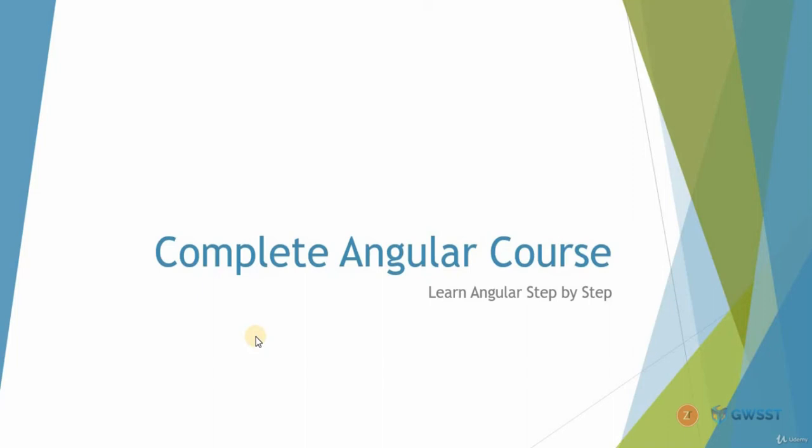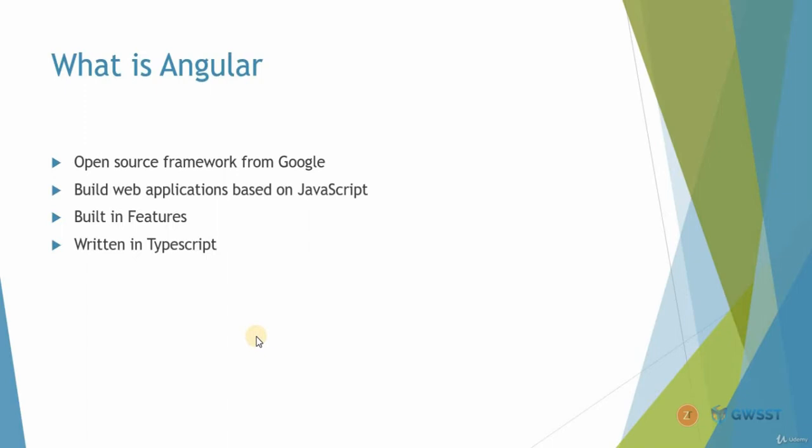In this course, we're going to learn Angular step by step. So what is Angular? Angular is an open source JavaScript framework from Google. It is used mainly in developing web applications that are completely based on JavaScript. It has a lot of built-in features, and the best thing about Angular is that it is written in TypeScript. TypeScript is a scripting language that basically compiles any code given to it into the original JavaScript.